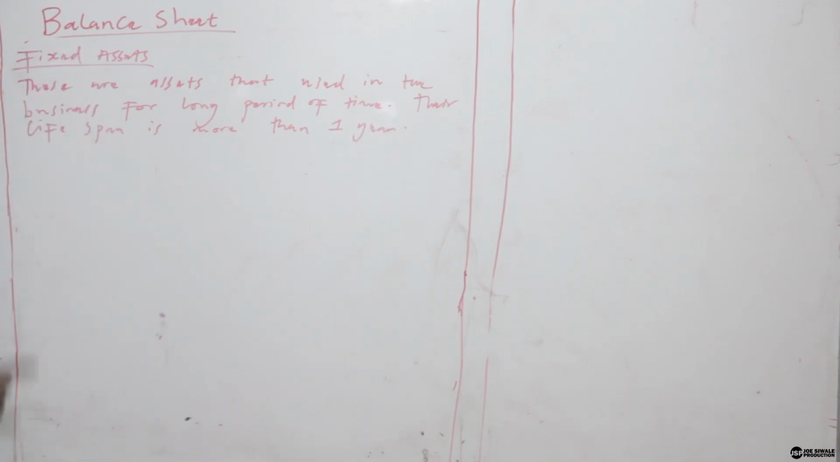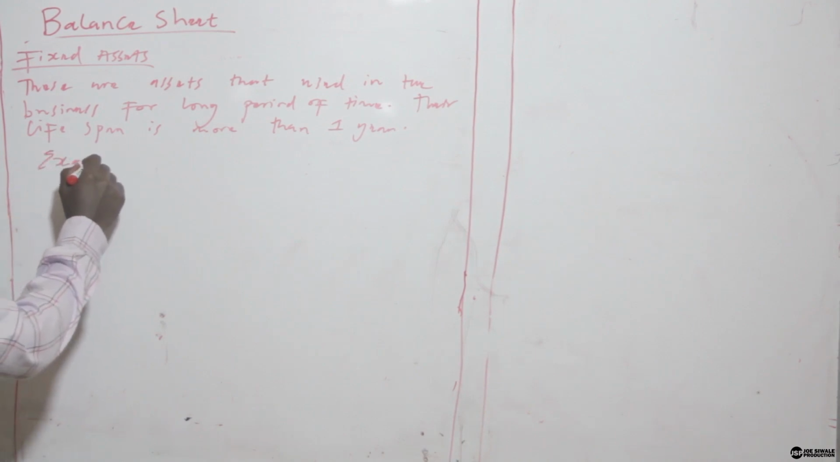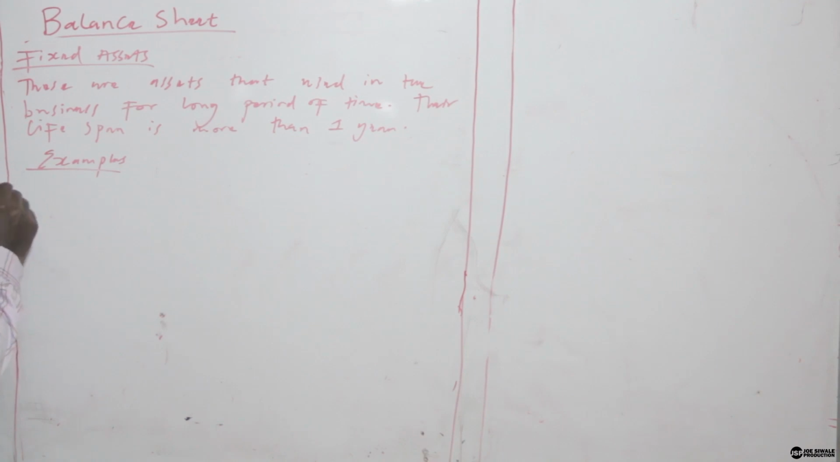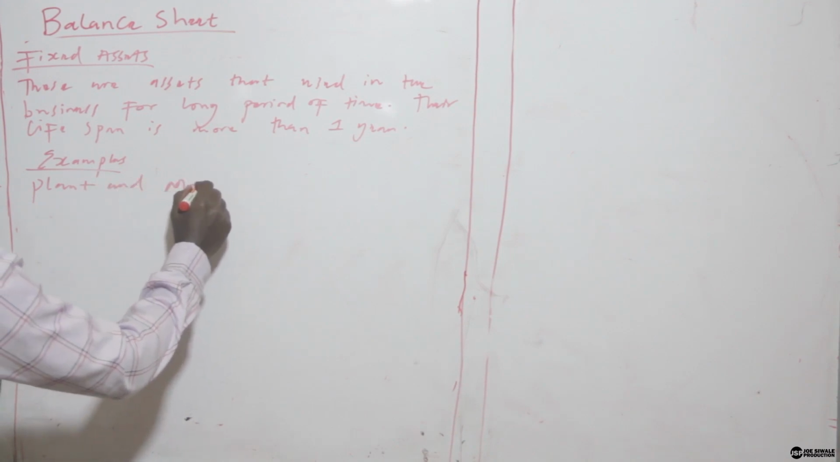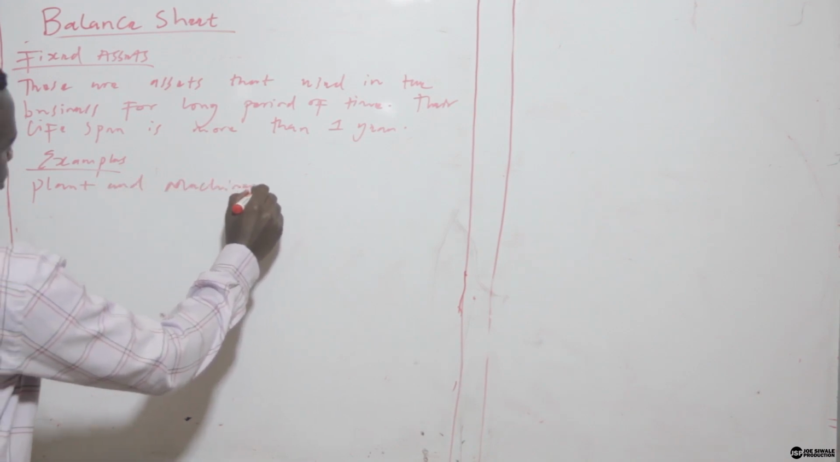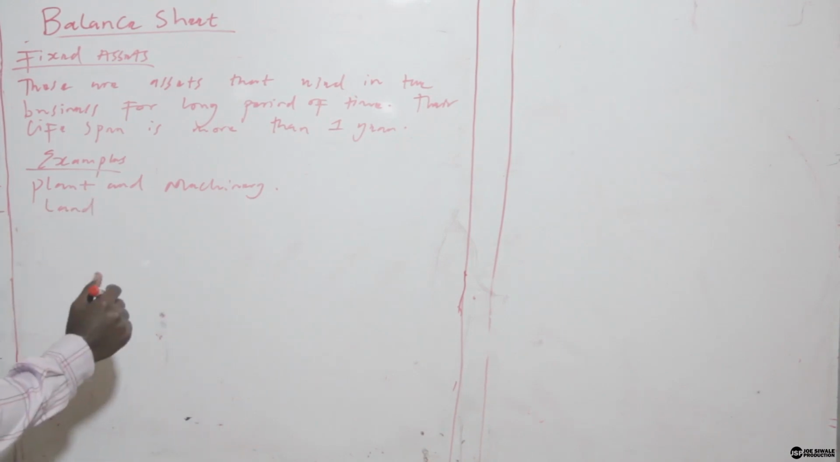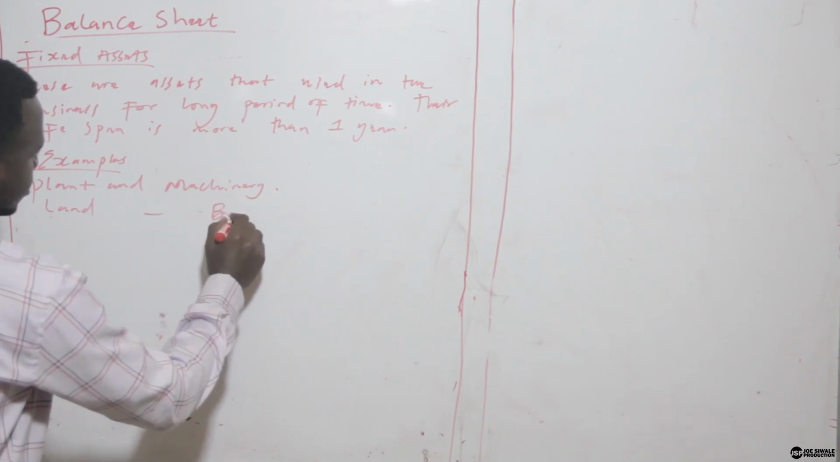Let us look at some of the examples of fixed assets. So we are having plant and machinery. Then the other example, we have land. Then we are also having building.